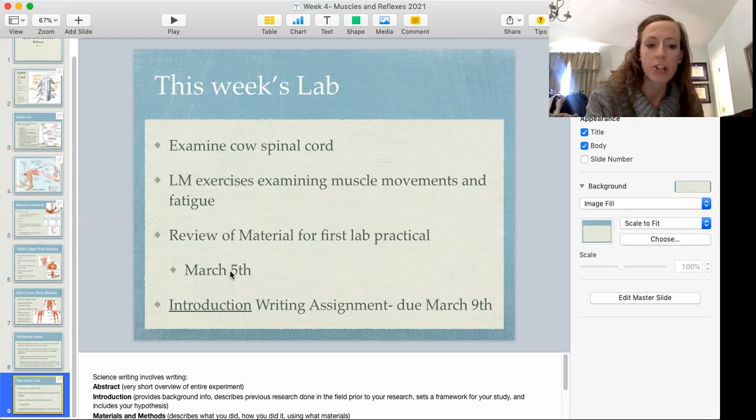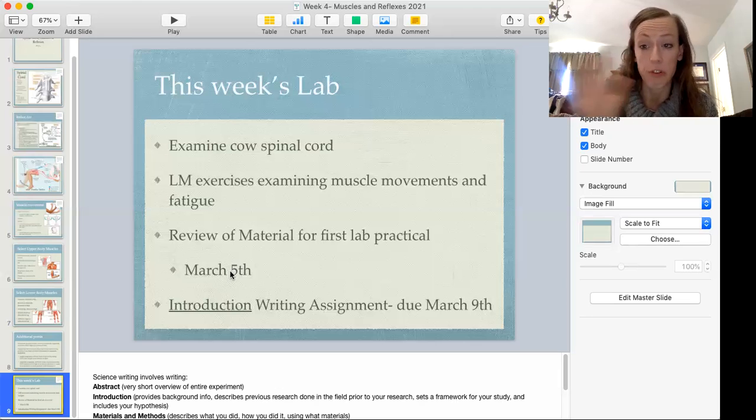And then I also want to mention that your first writing assignment, you've had a couple assignments so far, but this semester, instead of quizzes, we're really going to focus on writing assignments. So your first one is going to be due March 9th, which is the next time we will meet in lab after this week. So that will be the introduction, which is one component of science writing.